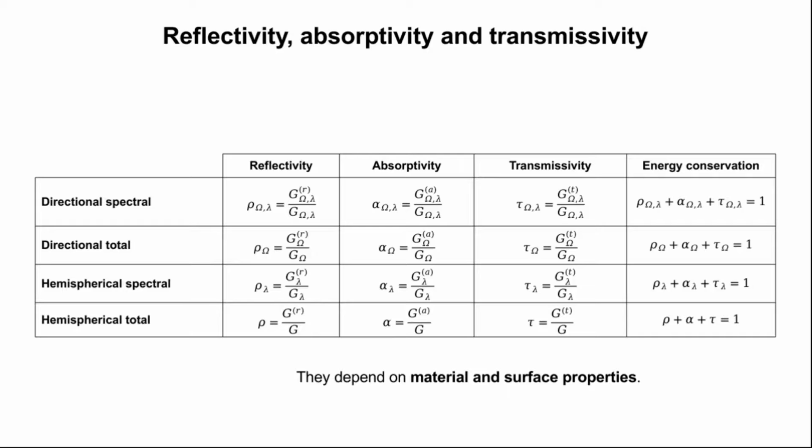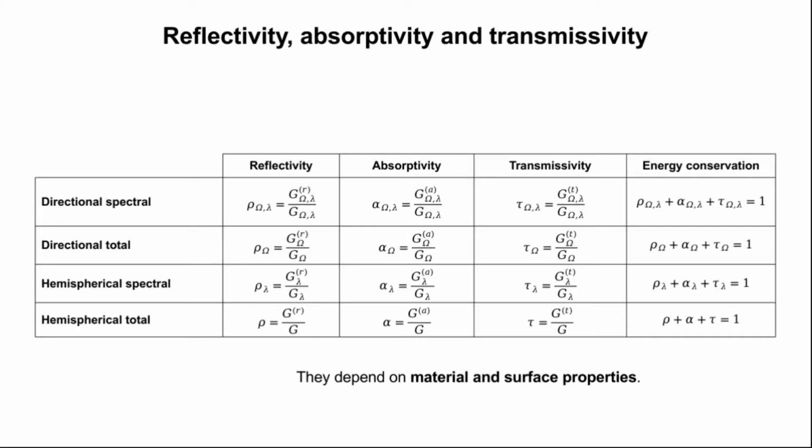We can define useful material properties, which determine how different materials interact with radiation. Reflectivity is the fraction of irradiated energy which is reflected by the body. Similarly, absorptivity and transmissivity are the fractions of energy which are absorbed or transmitted by the body, depending on the kind of irradiance they are referred to. These properties can be directional spectral, directional total, hemispherical spectral, or hemispherical total properties.